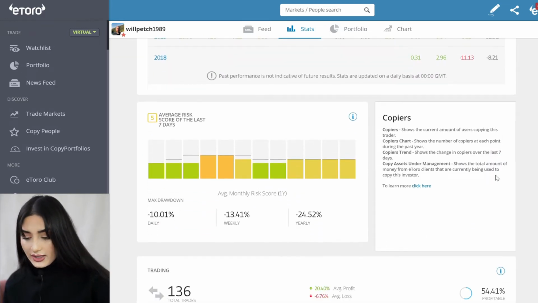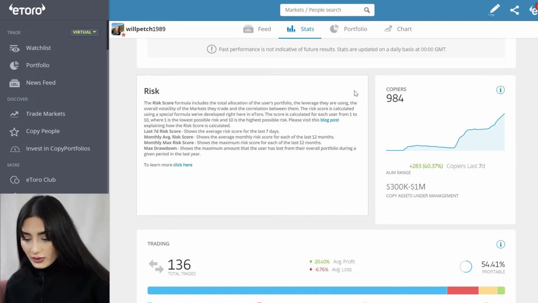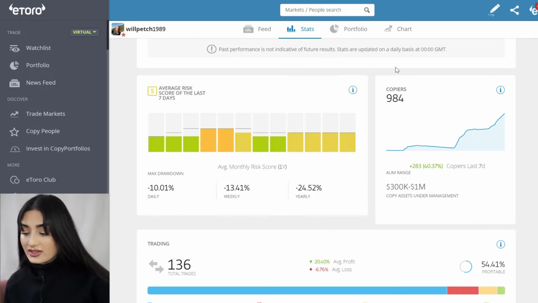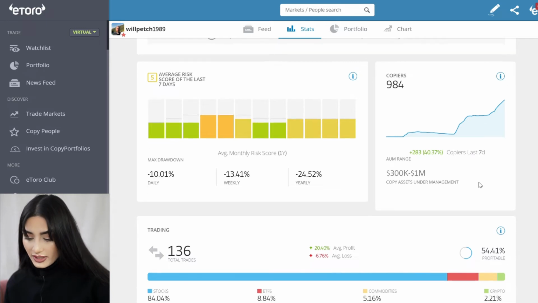So there we go. And here we can see the risk profile, and you can hover over here, and this shows you how the risk score formula is calculated. It's based on the total allocation of the user's portfolio, the leverage they use, and the overall volatility of the markets they trade. So bear that in mind and look at the person's risk profile. Here we can see the number of copiers they have, and this guy's seen a much greater increase. And I think that would probably also be because he was one of the editor's picks.